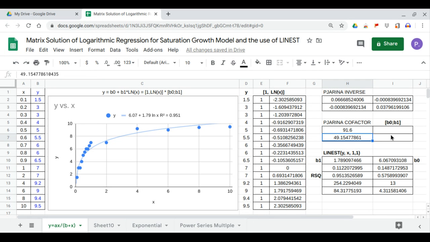So now that we have this inverse and the cofactor, we can calculate the coefficients: MMULT of the pseudo inverse and the pseudo cofactor. Here we have b0, 6.067, which matches our LINEST output, and 1.789 matches our LINEST output. This completes the matrix solution for logarithmic regression for saturation growth model and the use of LINEST on this dataset.